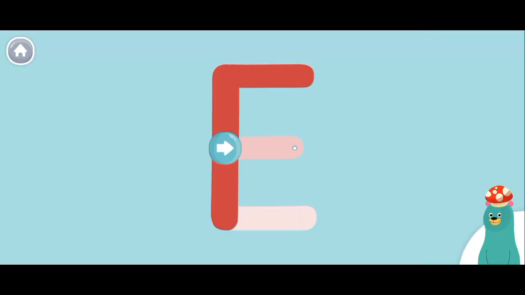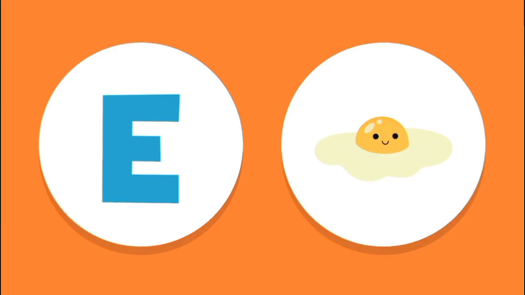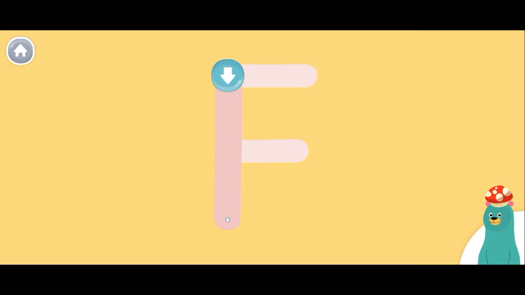Next is E. E says E. Can you say it with me? E for egg. Let's trace the letter. The sound is E. Good job. Egg.